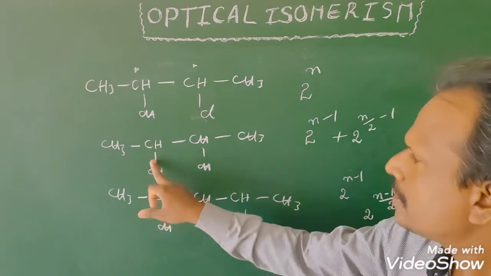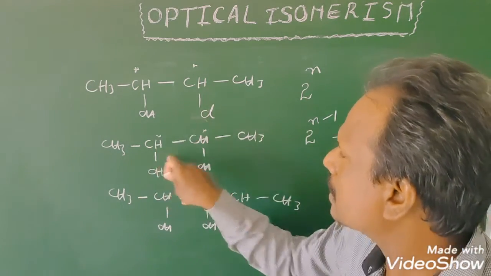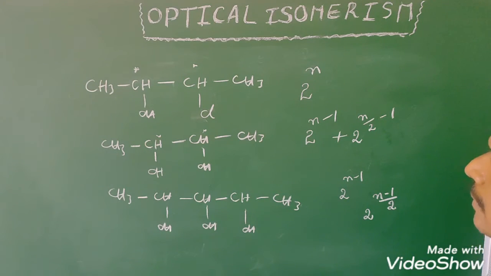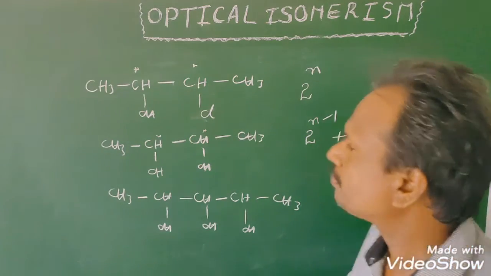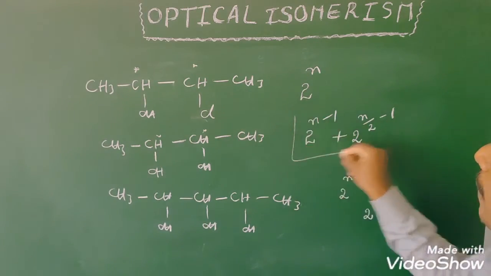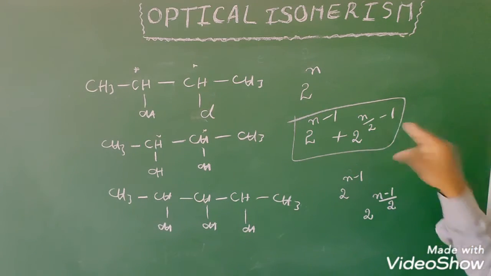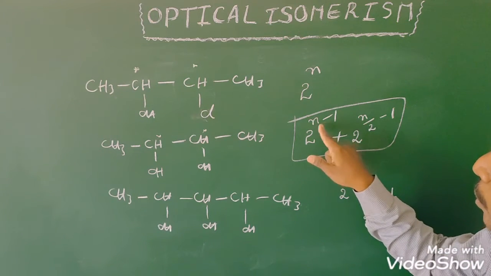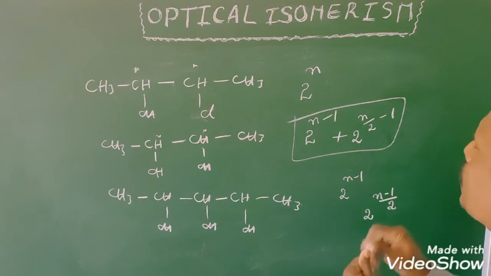Next one. Here these two are the chiral carbons. This structural formula has two stereogenic centers, but the structural formula has symmetry. So the total number of optical isomers is 2 to the power n minus 1, plus 2 to the power n/2 minus 1. That means, with n equal to 2: 2 to the power 1, which is 2, plus 2 to the power 0, which is 1. Totally 3 isomers are possible.